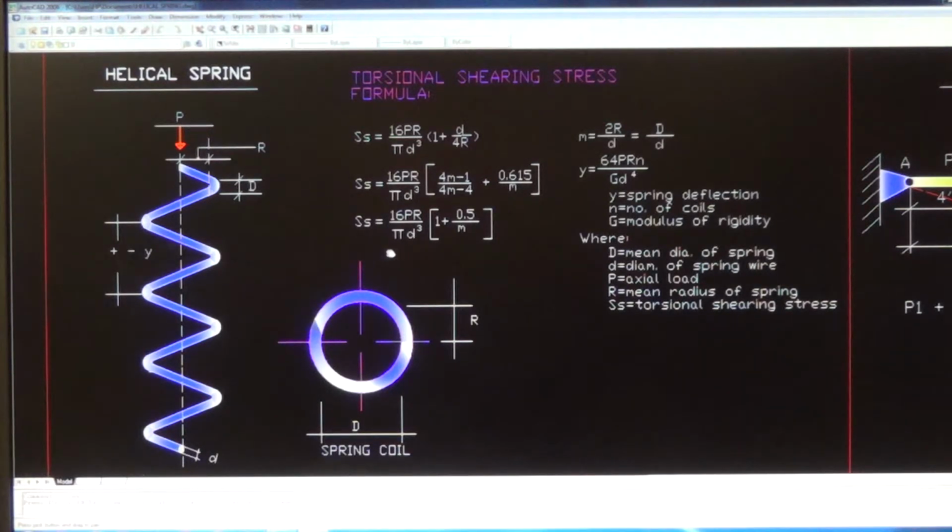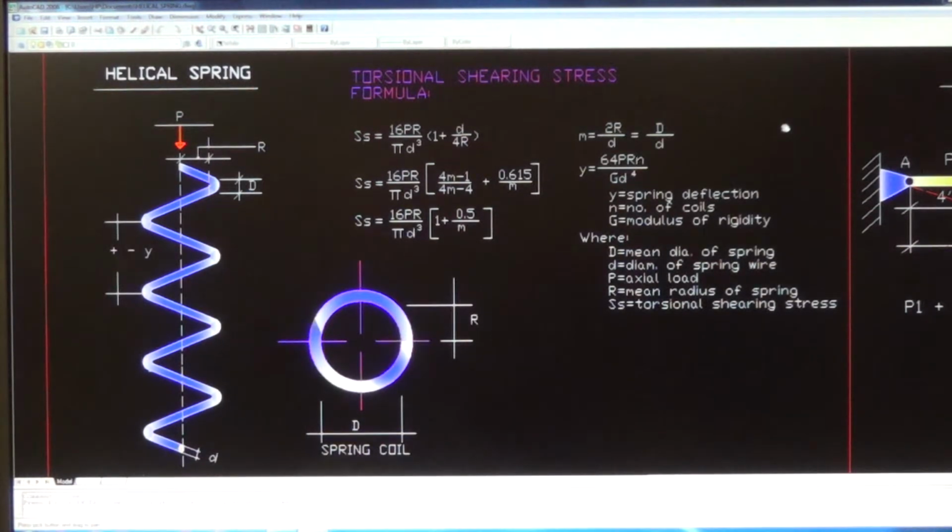The third formula is almost the same as the second formula that has an M. It's 1 plus 0.5 over M instead of 0.615 over M. So we have three different formulas for the torsional shearing stress of a helical spring.